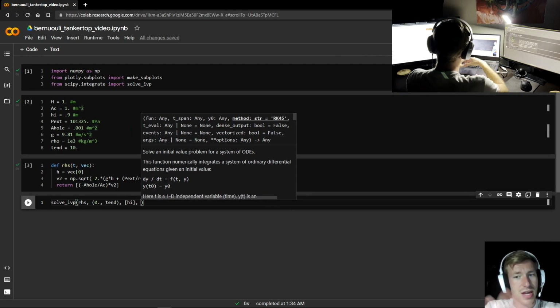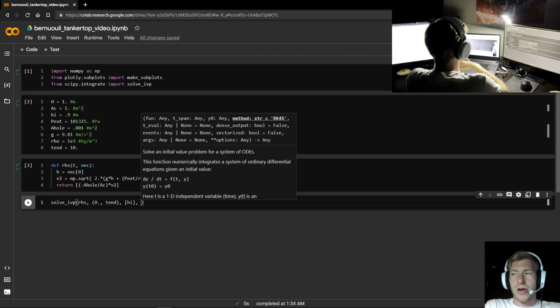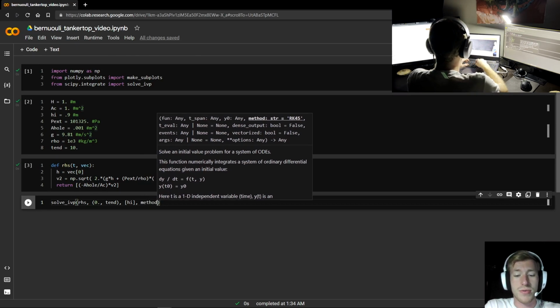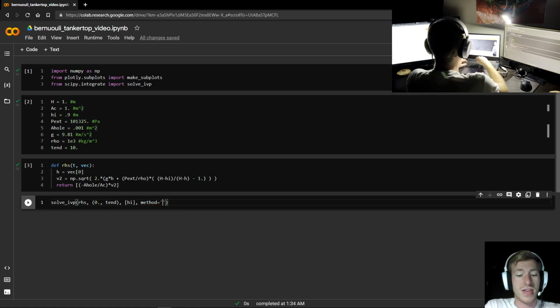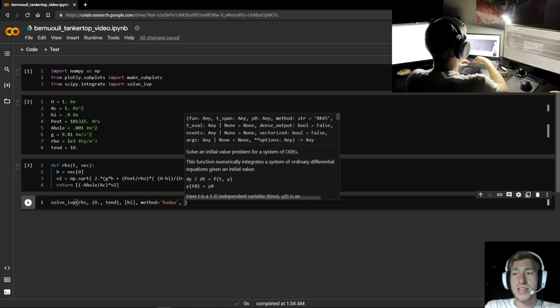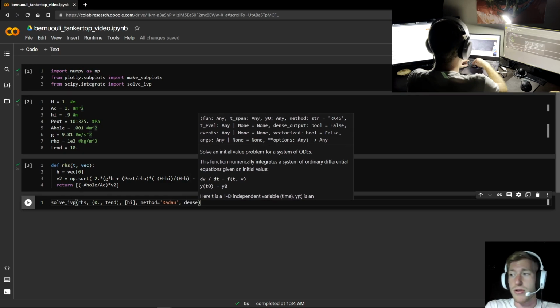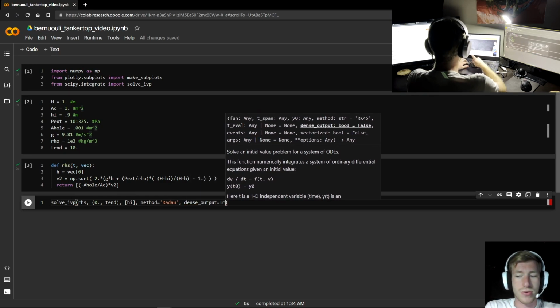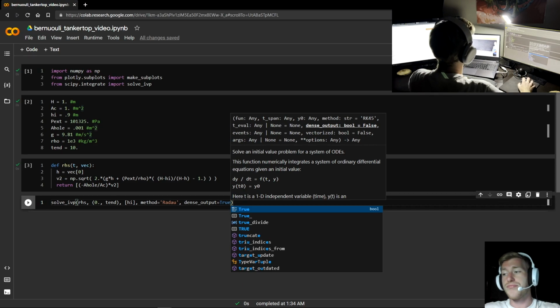So we know that definitely isn't outside of reason, like something above 1 would be outside of reason since that's the maximum height of the tank. Couldn't be bigger than that, and if it started out at 0, it would be empty, so it wouldn't really go anywhere. And then we're going to need to know the method. So the method we're going to use is going to be Carlos's favorite, R-A-D-A-U, Radau. Yes, Radau. And obviously, if we want to actually get a function out, we have to set dense output to be true. So that's going to be true. And that's all we're going to do right now.